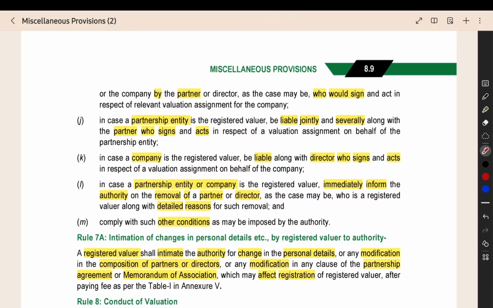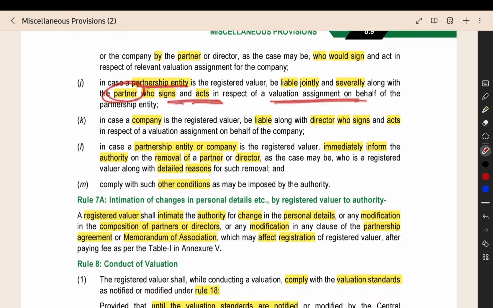I told you that they will be jointly and severally liable. Both the partnership entity will be liable, and the partner who signs the report will also be liable if there is any mistake in the valuation assignment.